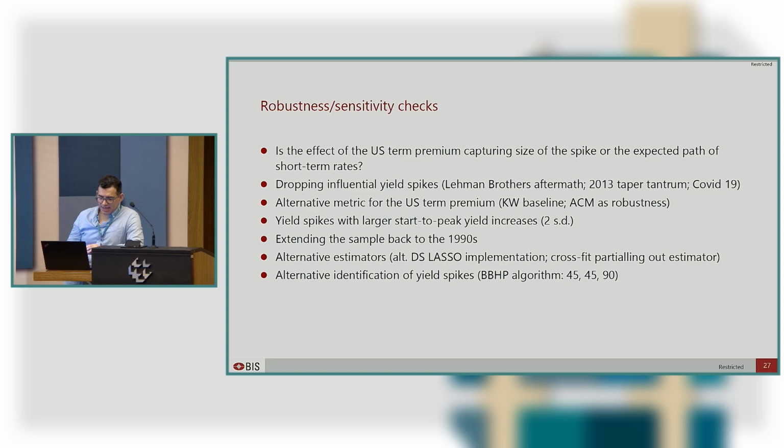We run a battery of robustness checks. Particularly, I don't present it here, but we have a robustness check looking at the size of the spike in basis points, and we also look at the different components of the change in the US yields, meaning whether it's the change in the expected short rates, or the change in the term premium. And what we find is that the results are robust, and then we run a whole set of robustness checks.